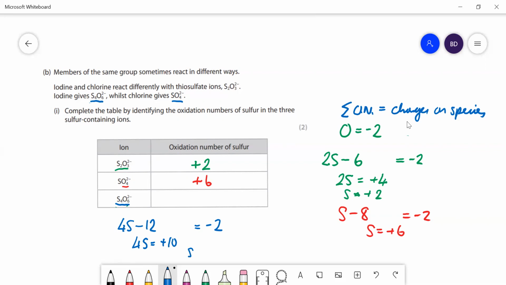Divide by 4, S has got an oxidation number of 2.5, which may seem odd to have a fractional oxidation number. And the reason why, the question doesn't ask you, but it's because you've got 4 sulfurs in that ion. 2 of them really got an oxidation number of +2, and the other 2 have got an oxidation number of +3. Okay, so that's that.